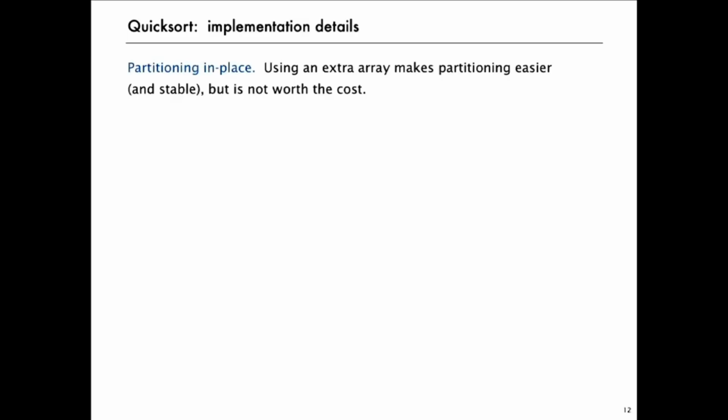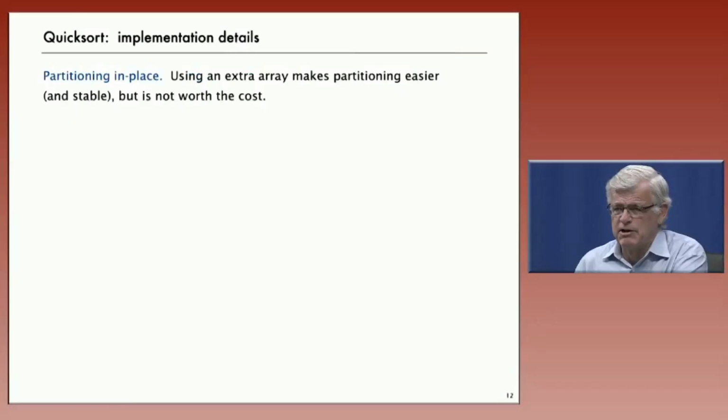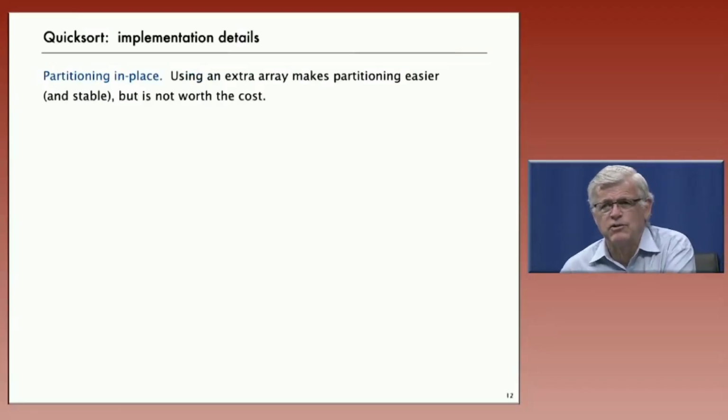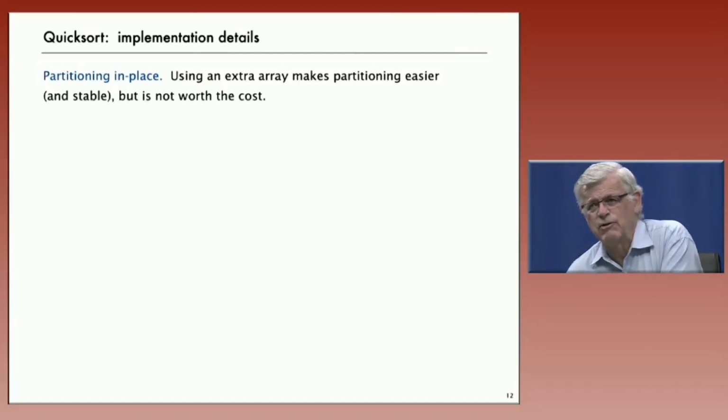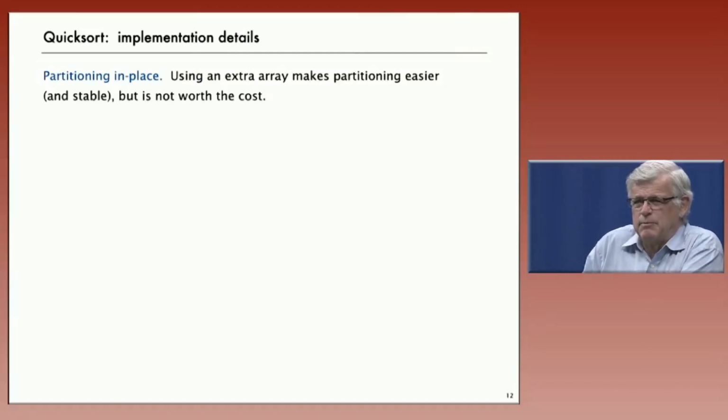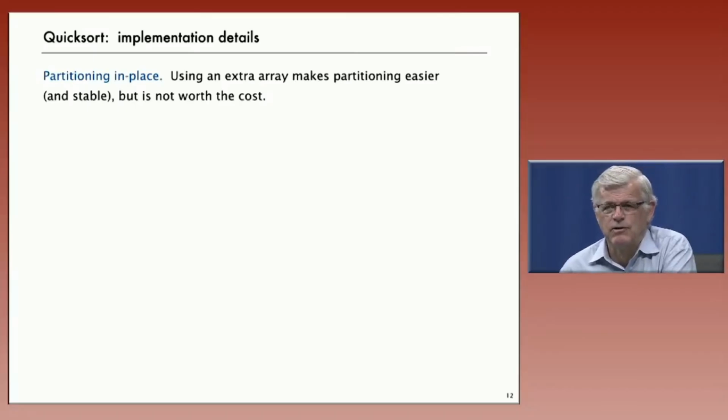So let's consider some of the details in the implementation of partitioning with QuickSort. So first thing is it partitions in place. You could use an extra array and the partitioning code would be a little bit easier, but one of the big advantages of QuickSort over merge sort is that it doesn't take any extra space. It gets the sort done in place.